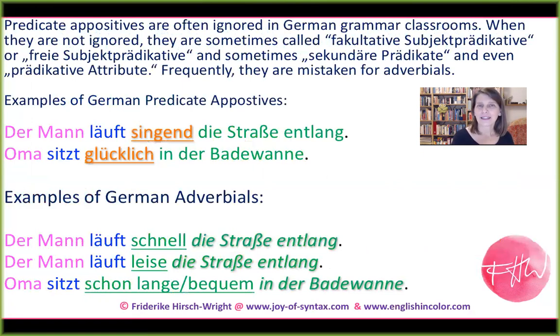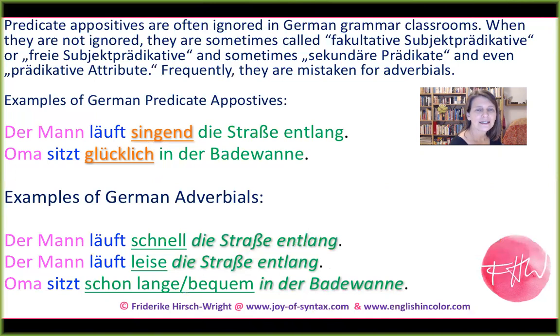Predicate appositives are often ignored in German grammar classrooms. When they are not ignored, they are sometimes called fakultative Subjektprädikative or freie Subjektprädikative, and sometimes sekundäre Prädikate and even Prädikative Attribute. Frequently, they are mistaken for adverbials, and that's a big thing. Most people I know will confuse predicate appositives and adverbials. Most Germans that I know don't even know that predicate appositives exist, but they use them. So here are two examples.